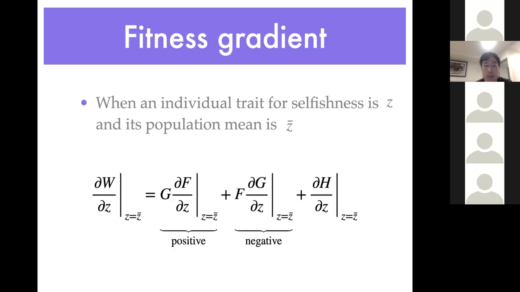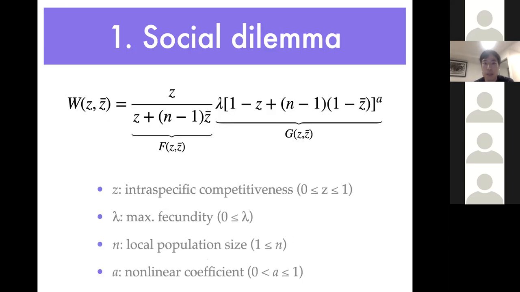So if you think of the fitness gradient of Z, the partial derivative of F with respect to Z should be positive because an individual can increase its fitness by competing with conspecifics. But the partial derivative of G with respect to Z is negative because increasing the selfishness should decrease the common resource. So this is a basic general framework, and we can think of specific examples based on this framework. For example, we can think of the social dilemma of cooperating ants. And here, F is the individual fitness through intraspecific competition, and G is the common resource through cooperation, like foraging or taking care of juveniles or that kind of stuff.